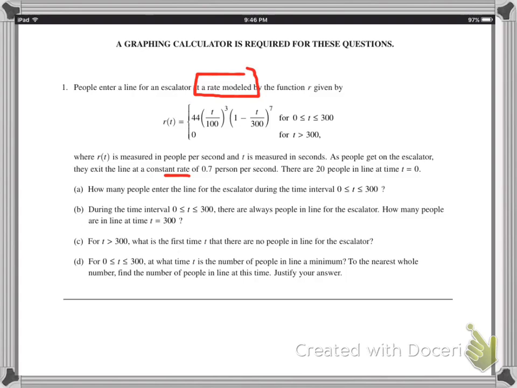So note those 20 people that they talked about over here, those 20 people are already in line. So they don't enter the line during this time interval. We're not going to count those in part A. That's going to come at a later time. If we know that the rate of the people entering the line is given by r, and we want to know how many people, that's going to be the integral of the rate function. Like I said earlier, if they give you a rate, at some point you're going to write an integral. So part A just wants you to write an integral and evaluate it.